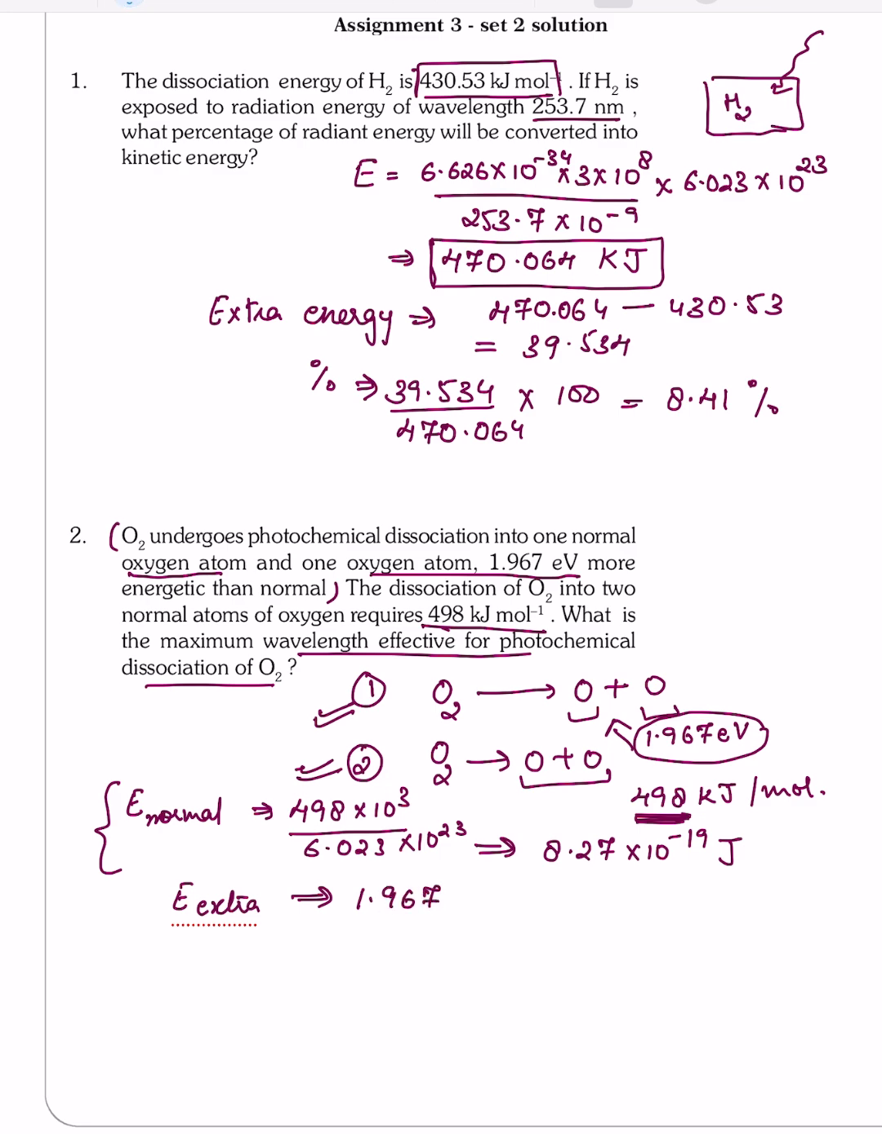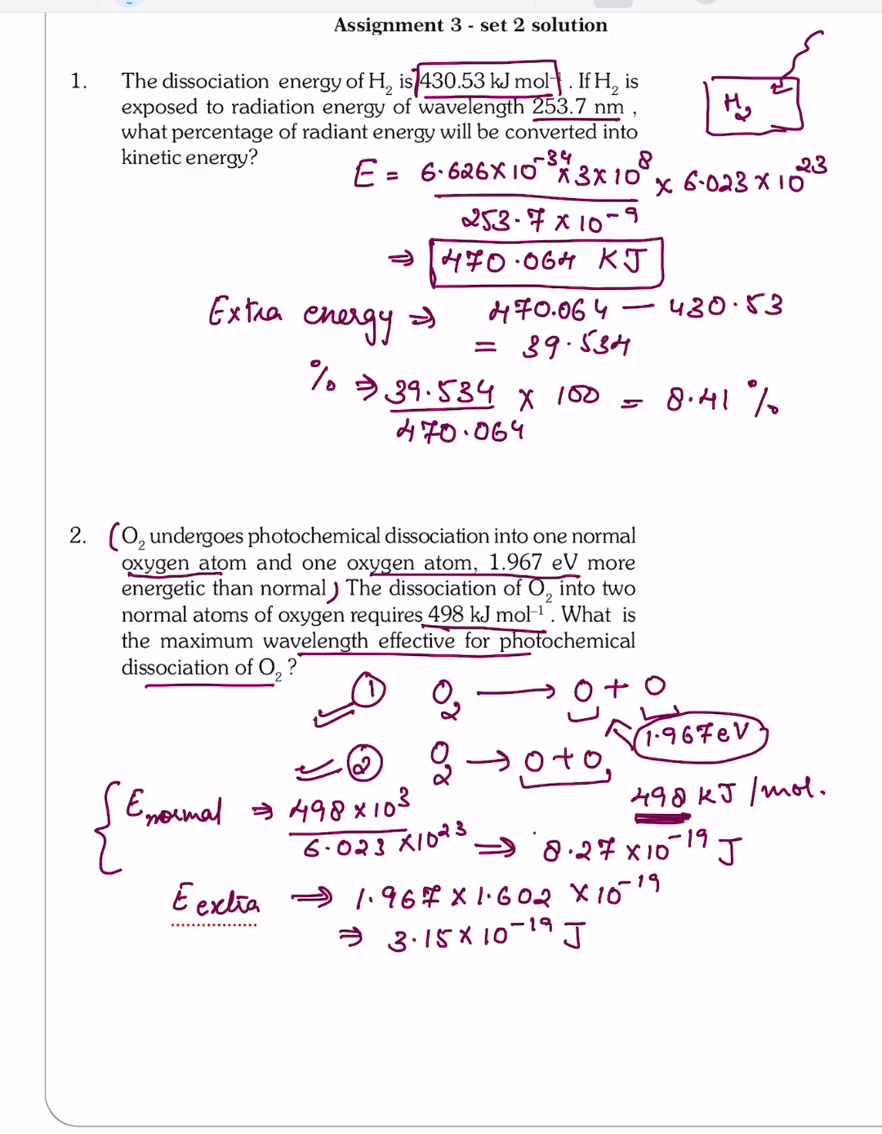1.967. How do we convert it? Electron volt into joule. Multiply it by 1.602 into 10 to the power minus 19. This comes out to be 3.15 into 10 to the power minus 19 joule. This extra energy we need for dissociation. Okay, so total energy in this case, how much do we require? What should be the total energy that we require for dissociation in this case?